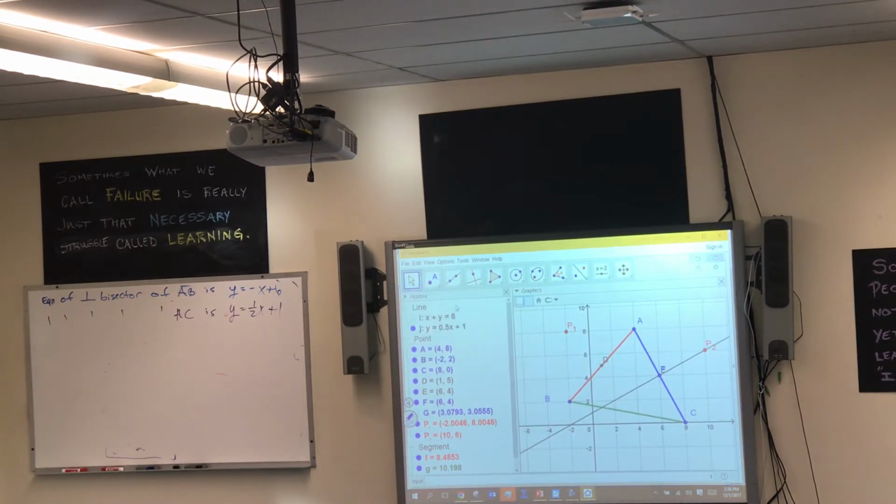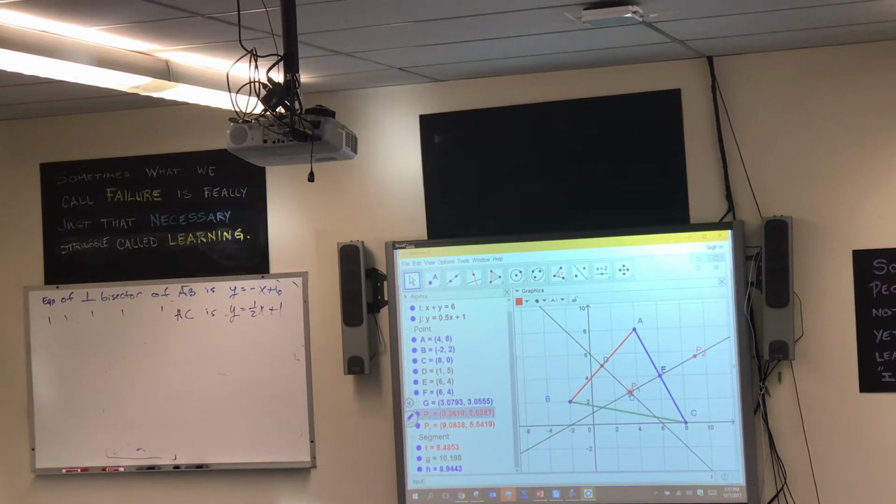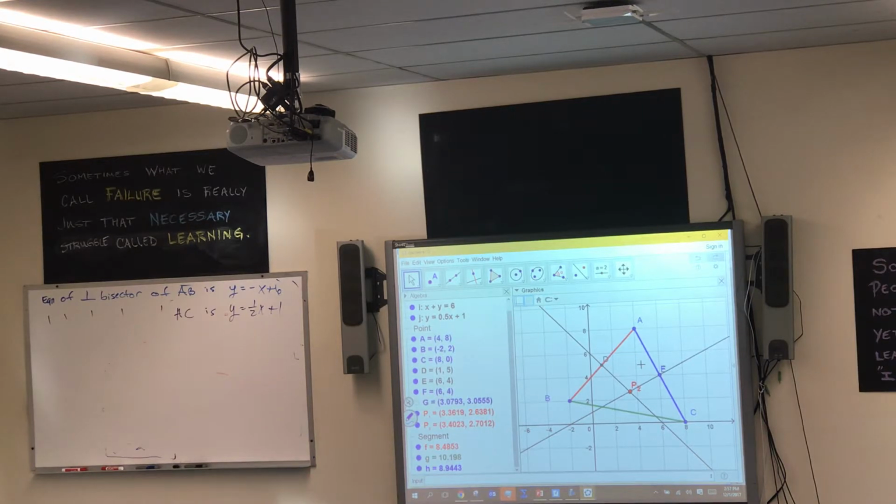What could you guys tell me if I looked at P2 and I started moving that? Wherever I put it, it's going to be equidistant from what two things? A and C. Would you guys agree that at some point, when I have both these perpendicular bisectors in there, P1 might land on top of P2? You guys agree with that? Well, that point turns out to be very important to us. So we want to find that.